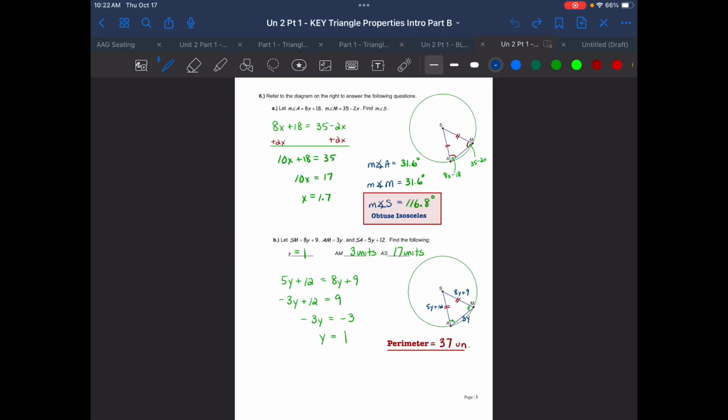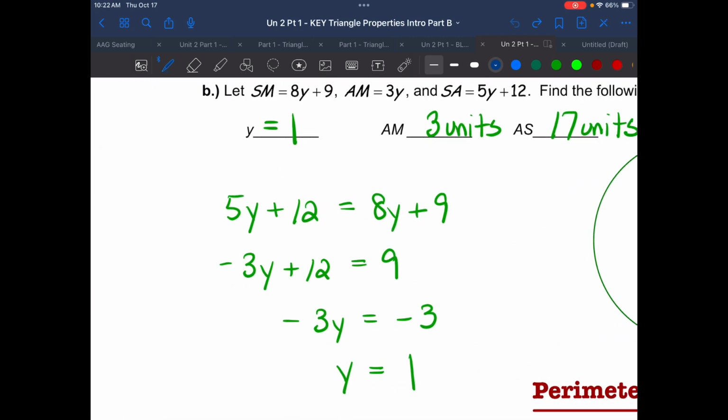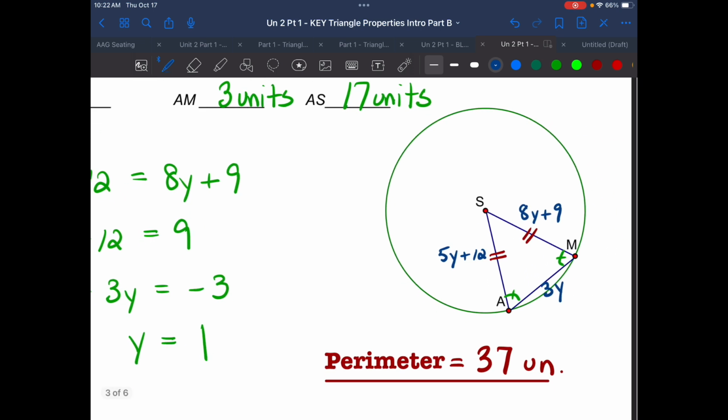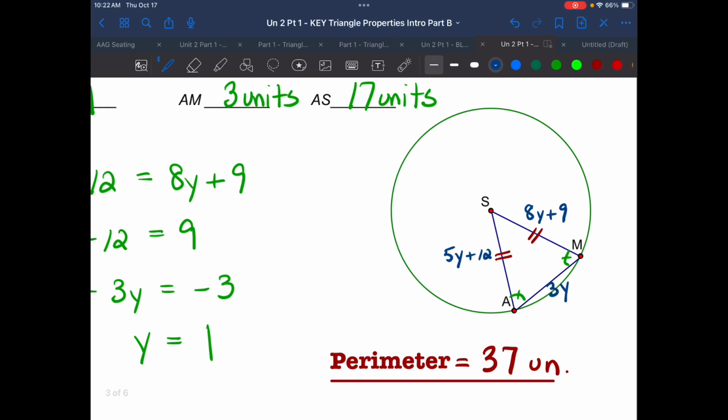If you did that correctly, then we should get y equals 1, and AM is 3 units and AS is 17 units. The last question I'm going to ask you is, what would be the perimeter of the triangle? If you substituted your numbers in, we would have 17 for AS, 17 for SM, and 3 for AM. So again, they don't have to add up to 180 degrees. We're not talking angles here.